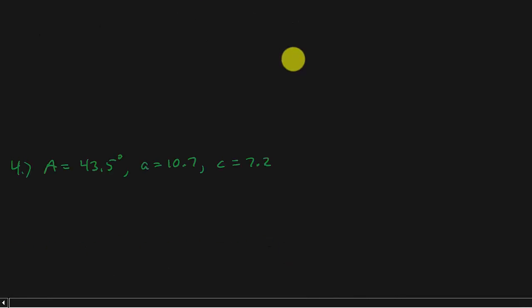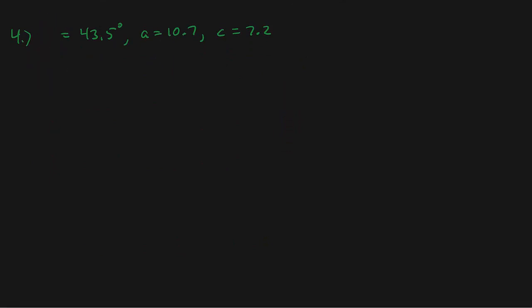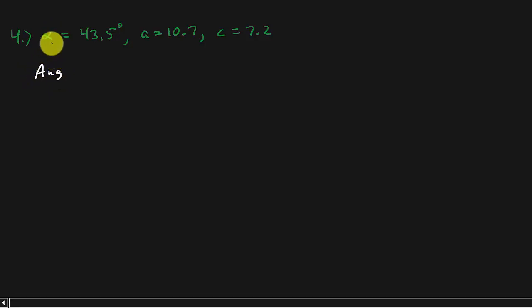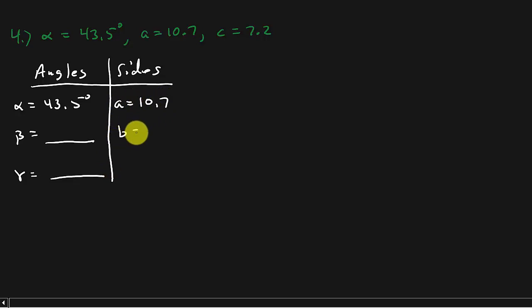All right, so let's look at this one. And there I go again, I put A. Let's change it back to alpha. Even if this was A, everything still worked the same way. All right, so I get alpha is 43.5. Beta, we don't know. Gamma, we don't know. A is 10.7. B, we don't know. C is 7.2.